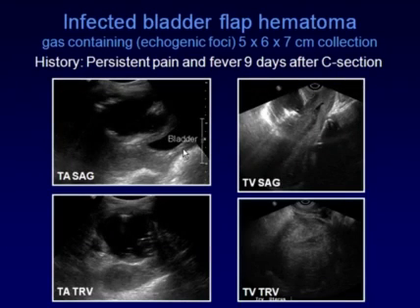Sometimes these hematomas can become infected. These are images from a sonogram in such a patient who has a gas-containing collection in the bladder flap region and was having persistent pain and fever. On the transabdominal view, you can see a little bit of urine in the bladder. This is the uterus, and between the bladder and the uterus is a fairly large complex fluid collection. There are foci of air with a little bit of dirty shadowing and some other echoes within as well.